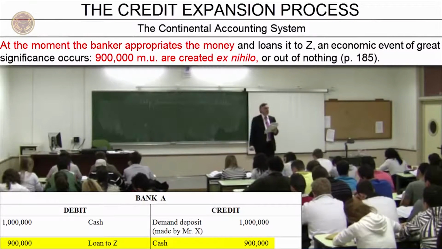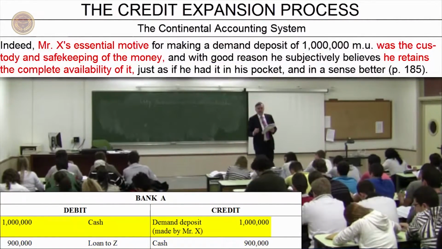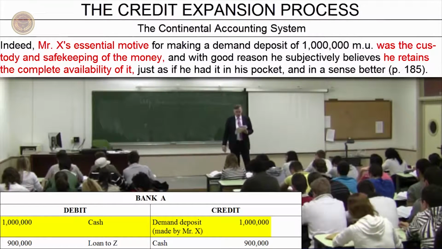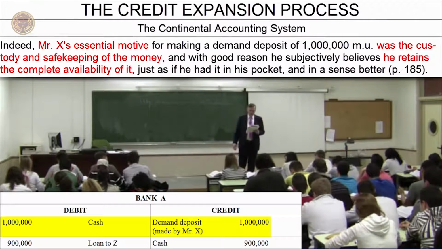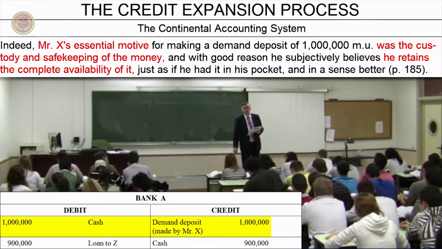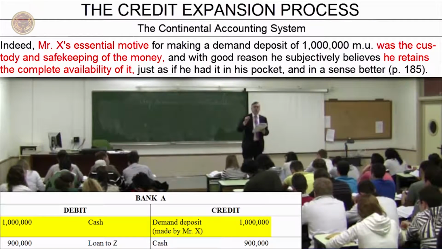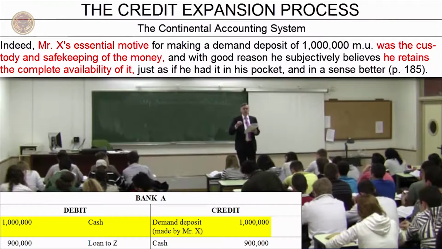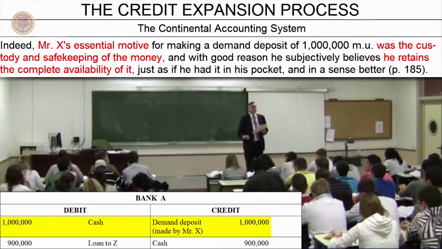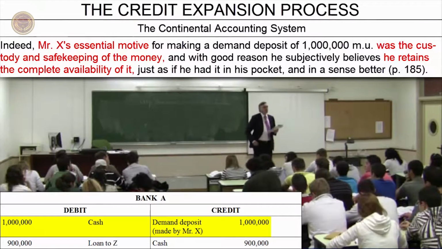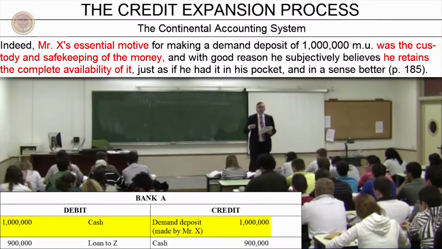Remember that Mr. X's essential motive for originally making the demand deposit of 1 million monetary units was custody and safekeeping. In other words, he made a true demand deposit, the cause of which is custody and safekeeping. Therefore, Mr. X subjectively, and with good reason, believes he has 1 million monetary units in his cash balances. He does not have the money in his pocket, he has it in the bank, and it is immediately available to him. He can go to the bank today at any time and withdraw his money. Thus, I repeat, Mr.